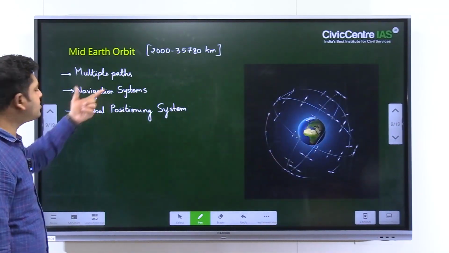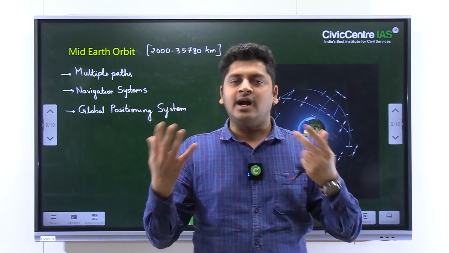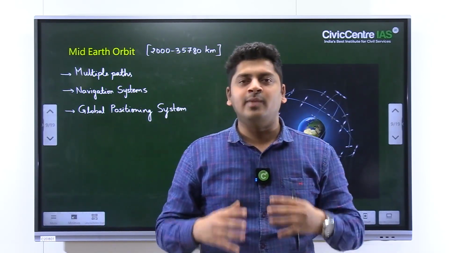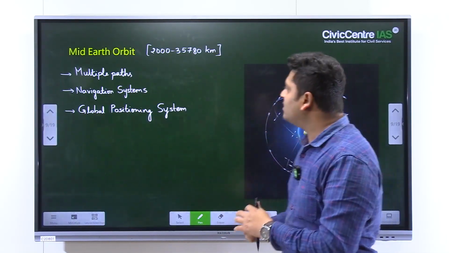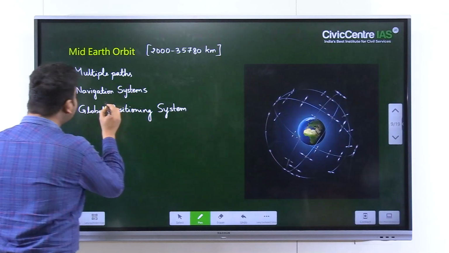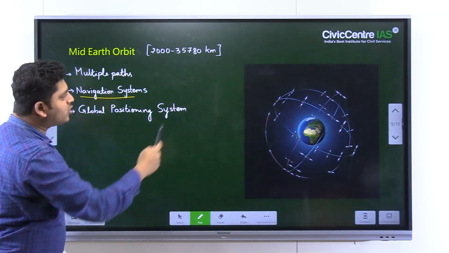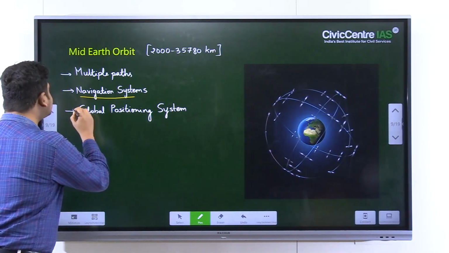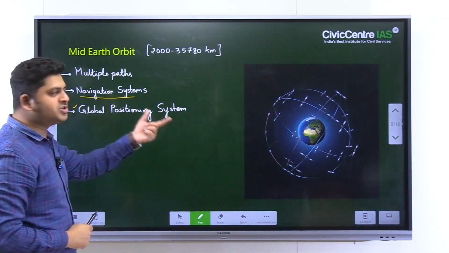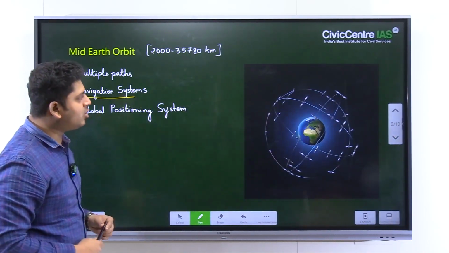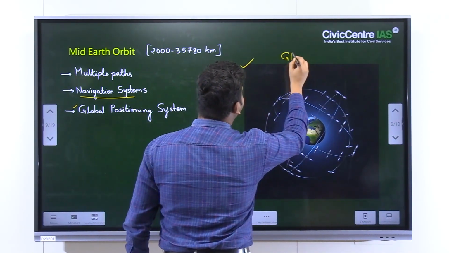Now, talking about the mid Earth orbits, the main advantage is that the satellites have multiple paths for rotating around the Earth. Mainly the satellites related to navigation systems are in the mid Earth orbits, and the Global Positioning System, or GPS, which is the navigation system of the United States of America, is positioned in these orbits. And this is the pictorial depiction of the GPS satellites in space.